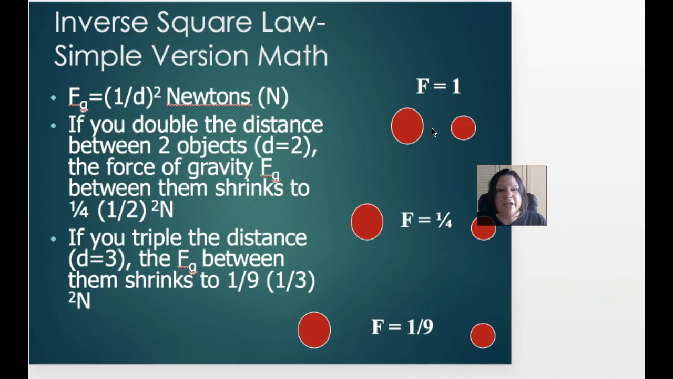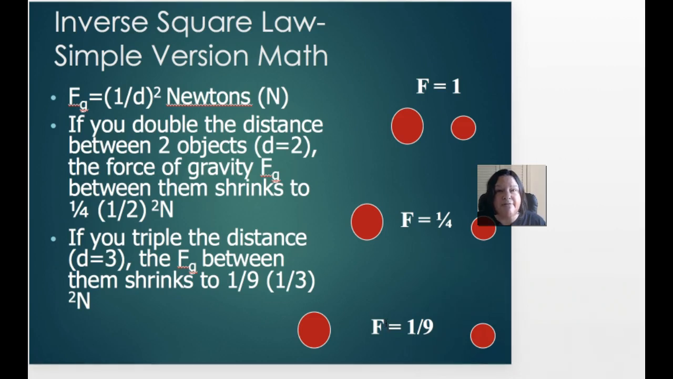So here the force is equal to 1. This is the Earth and this is the moon. Let's say the moon now moved 2 times farther away. So that would be 1 over 2 squared. So now the force is only 1/4 of what it was. Same thing down here. If it moves 3 times farther away, it's only going to be 1/9 the force.